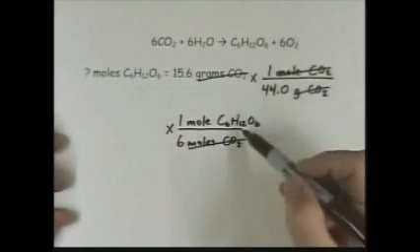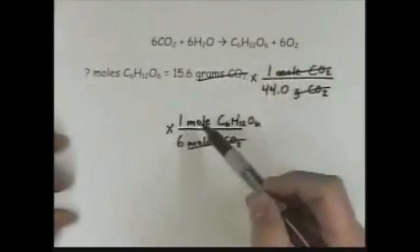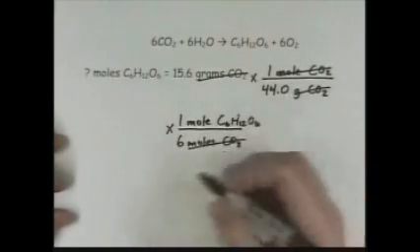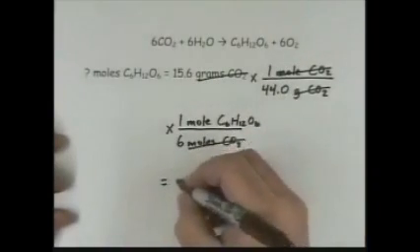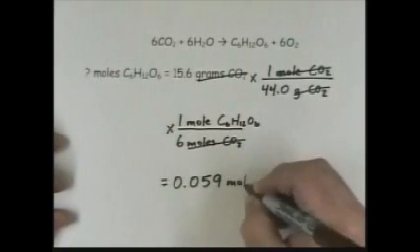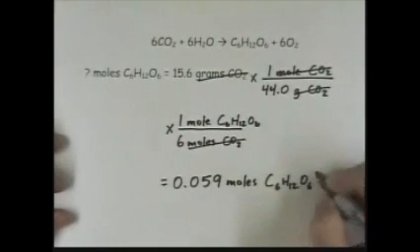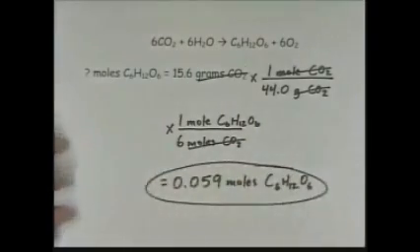Since moles of glucose is what we're looking for, we are ready to multiply and divide, and we get 0.059 moles of glucose. That wasn't so hard. Now, let's work our other problem.